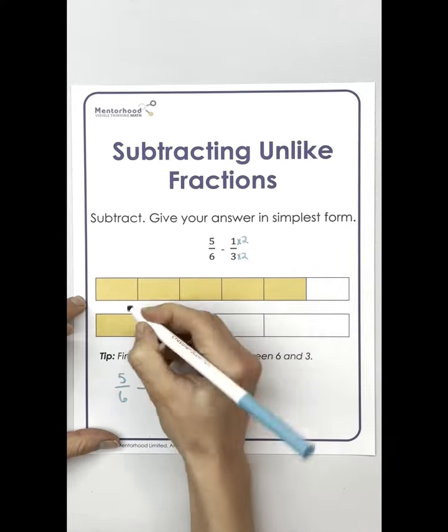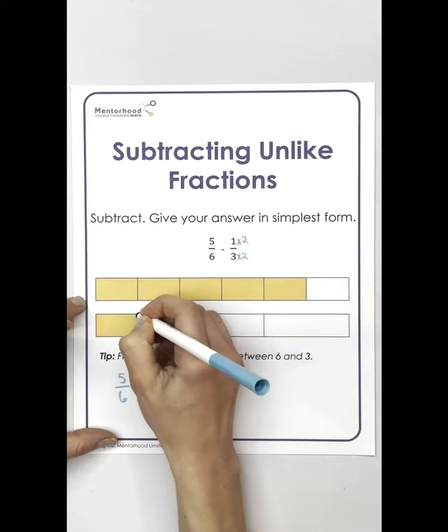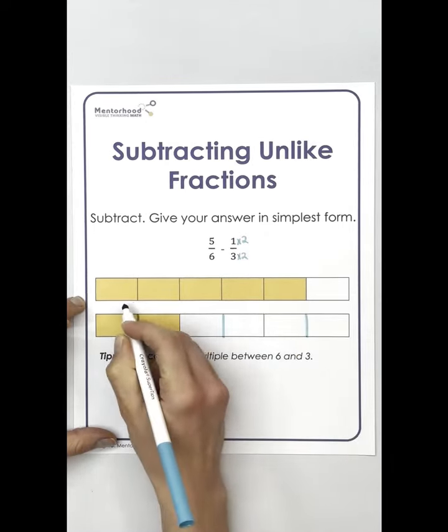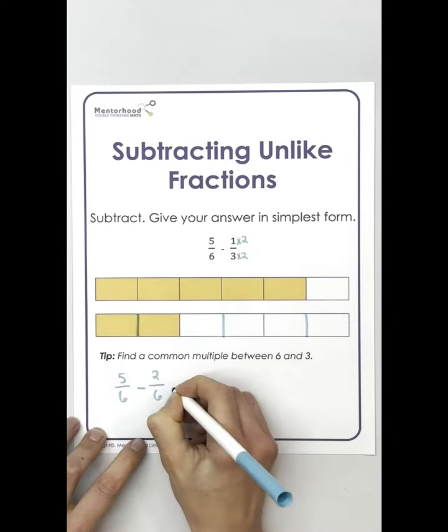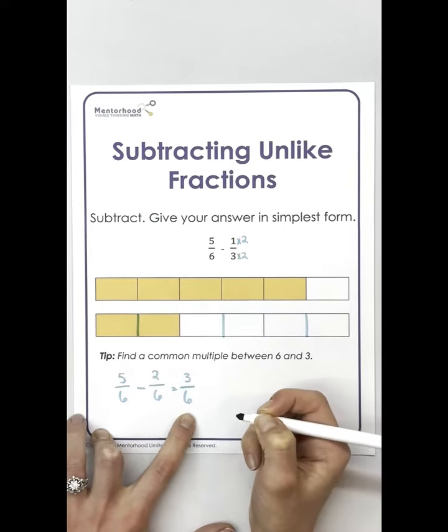So my 1/3, what I did was I made every third, I got 2 sections out of it. I wanted to split it into 2. So there we go. Now I've got 5/6 minus 2/6, right? Okay, now this is pretty easy because 5 minus 2 is 3. And then the 6 doesn't change, so my answer is 3/6.